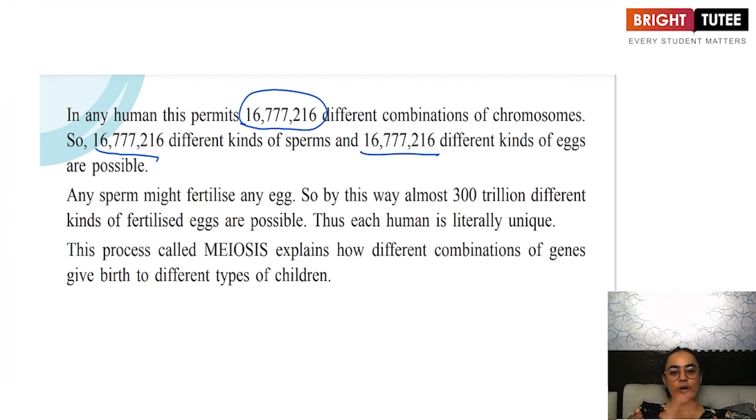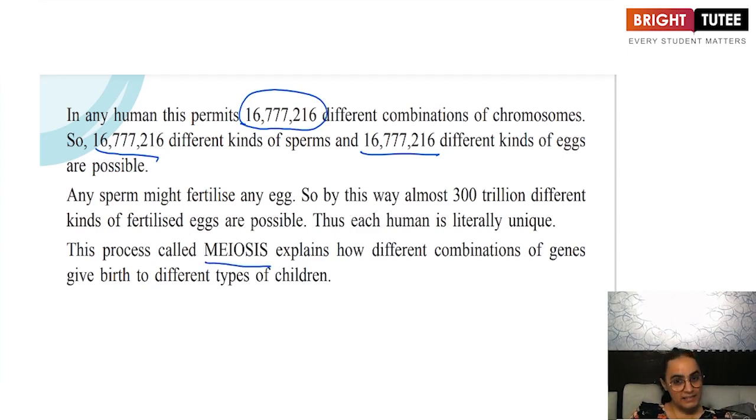Any sperm might fertilize any egg. A sperm, when it enters the female body, does not decide which egg it has to target. It can be any. Which means that almost 300 trillion different kinds of fertilized eggs are possible. And therefore, there are 300 trillion possibilities for an offspring to develop. So the uniqueness, you can see, dear students, is such. And this process is known as meiosis.